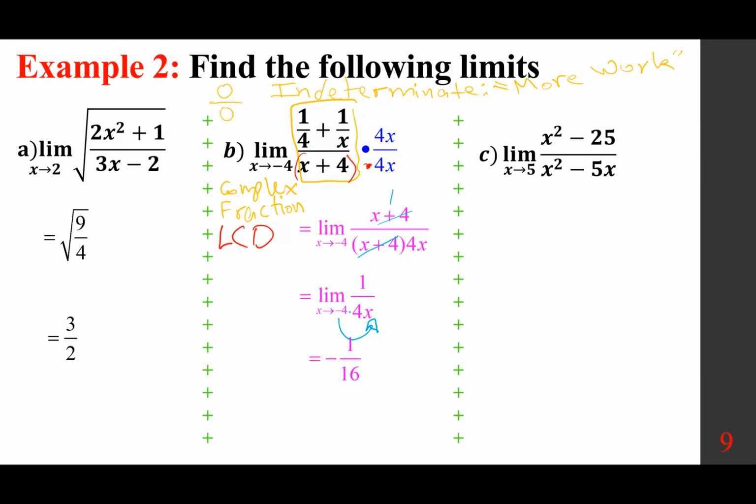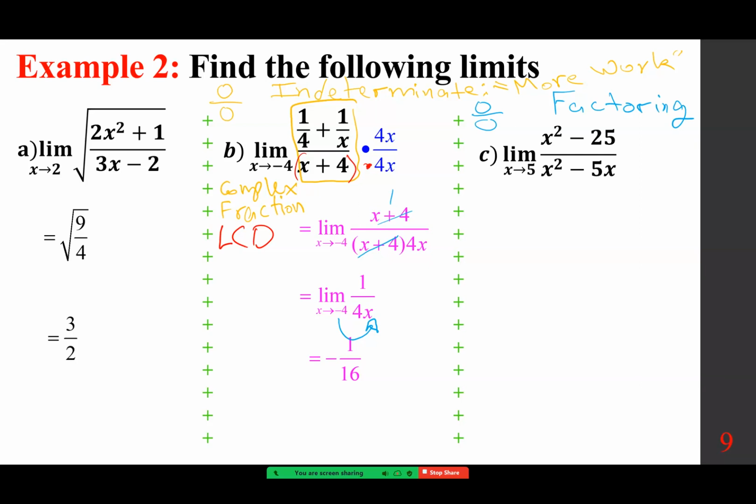Part C. Can anybody tell me what we get if we plug in? Zero over zero, it's indeterminate. And because it's a rational function, the technique is factoring. So your factoring techniques must be good.